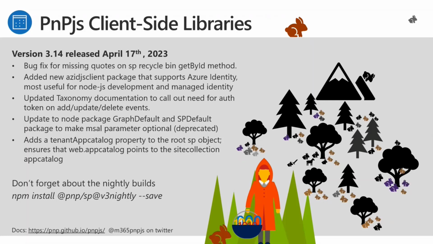So if you're wanting to get started using managed identity in your Azure functions or some of the other Azure properties, then you definitely want to check that out. We updated taxonomy documentation. We have updated our graph default and SP default node behaviors to deprecate the MSAL parameter, and this is in relation to that Azure Identity Client thing, and so that is deprecated. Check that out, and fixed and added the tenant app catalog property to the root SP object, and got the web app catalog working correctly. So those all fixes happened.